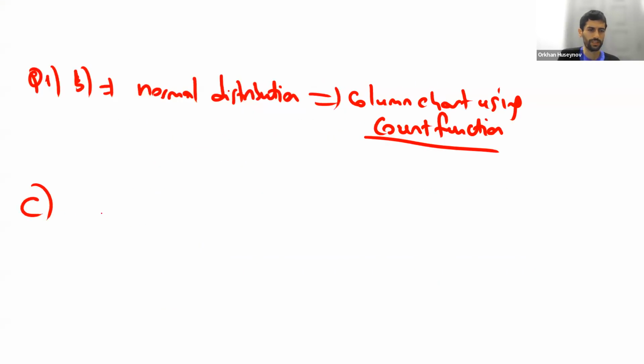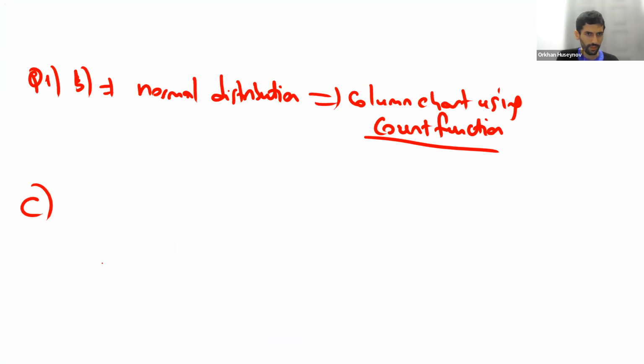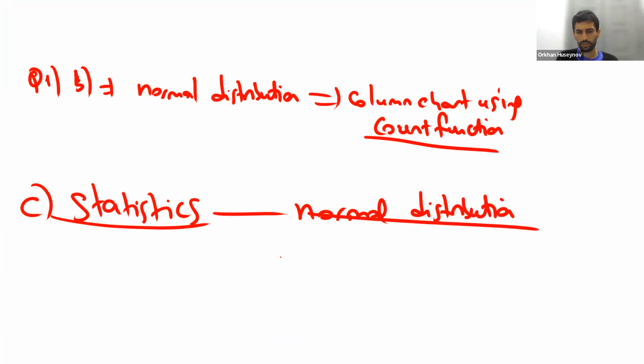And then comes part C, which is the most important one for this. Part C says to find the percentage of values that are between 27 and 30. So for this one, you have to use statistics. And then for statistics, you have to use the normal distribution. Okay, so what it means is to use normal distribution. Let's go to the next slides.